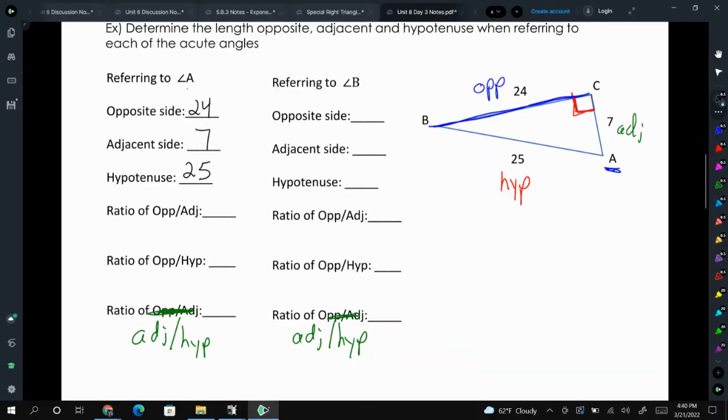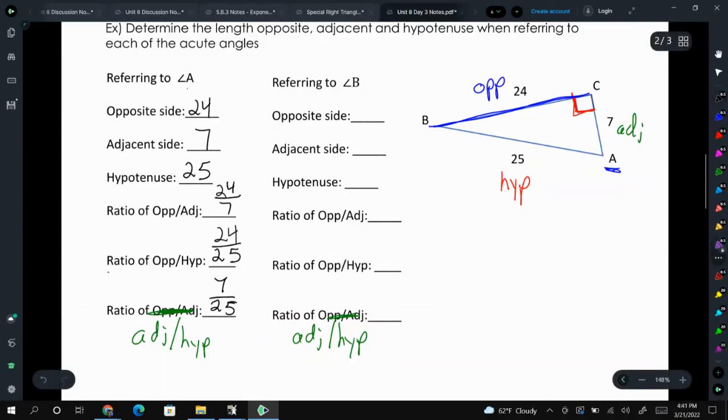So my ratio, opposite over adjacent. Opposite is 24 over adjacent, which is 7. Ratio of opposite over hypotenuse. Opposite, again, is 24 over the hypotenuse, which is 25. And then adjacent over hypotenuse. Adjacent is 7 over hypotenuse, which is 25. So again, we're not doing any simplifying. Just leave it alone. Leave it like this.